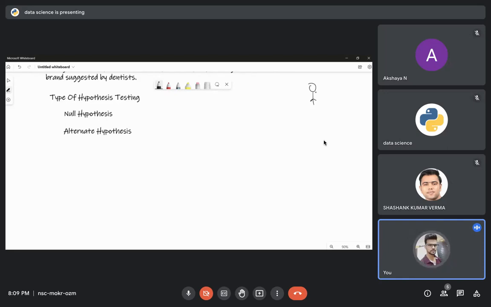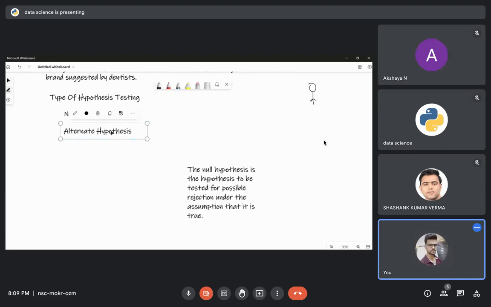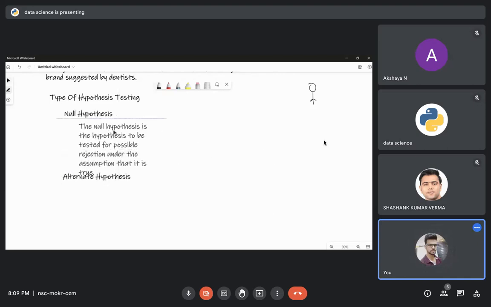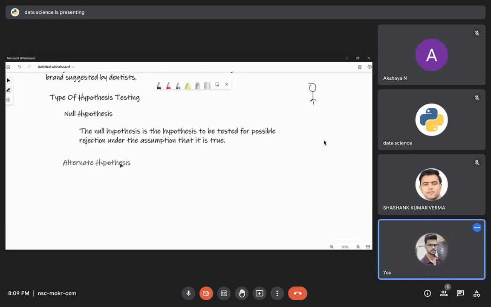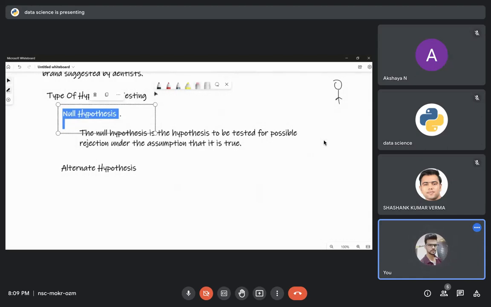So if you understood what we mean by the null hypothesis and the alternative hypothesis, any doubt? Cool. So let me give the definition. The null hypothesis is a hypothesis. Let me write the definition first. Any doubt? Whatever I told, I wrote the same thing. Any question?